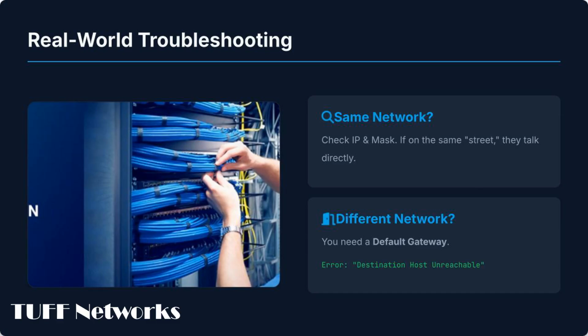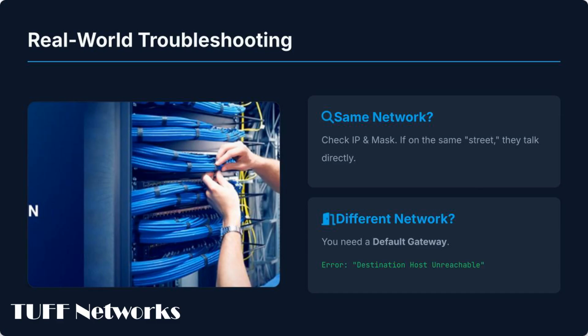Check 2. The gateway. But what if the user is at 192.168.1.50/24 and the server is at 192.168.5.200? Look at the third octet. The user is on network 1. The server is on network 5. They are on different streets. For them to talk, they need a default gateway. The default gateway is the router's IP address on that specific subnet. It's the door out of the room.